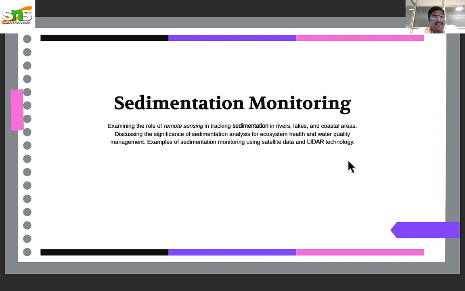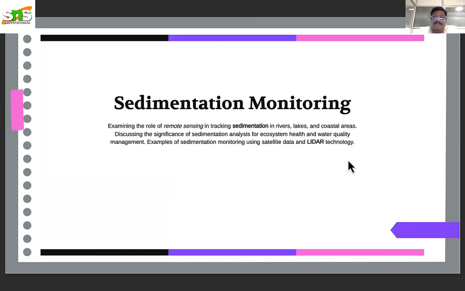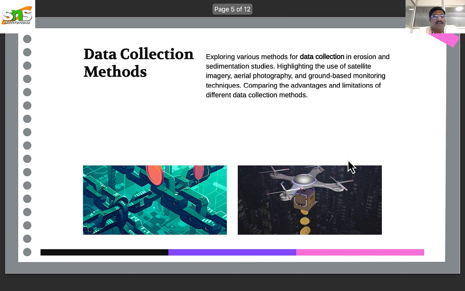Sedimentation monitoring, examining the role of remote sensing in tracking sediment in rivers, lakes, and coastal areas, discussing the significance of sediment analysis for ecosystem health and water quality management, examples of sediment monitoring using satellite data and LIDAR technology.